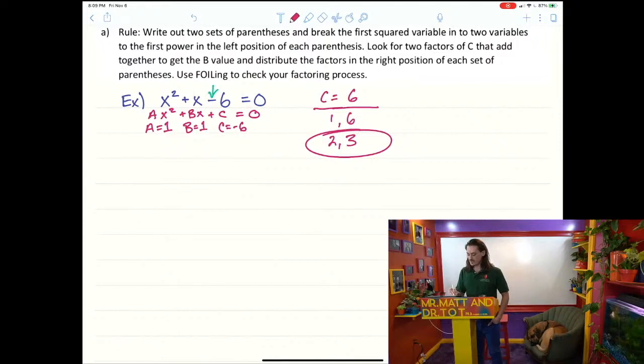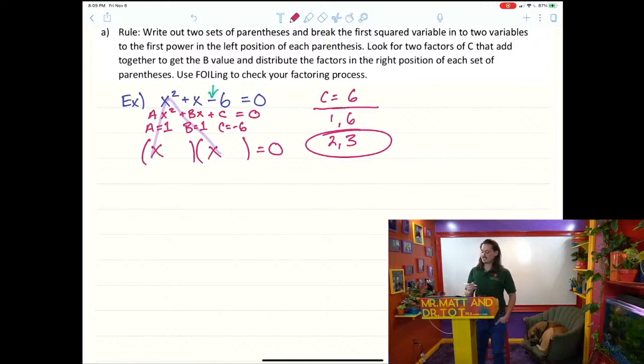So I'm going to write out my parentheses. I'm going to assign my x to the first positions, so I have x and x. And now I need a negative 6. I need to multiply together to get a negative 6 and add together to get a positive 1. So I'm going to have plus 3 and minus 2.